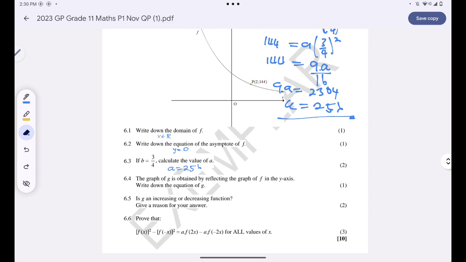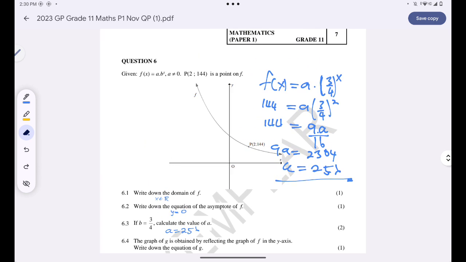Okay, the graph of g is obtained by reflecting the graph of f in the y-axis. Write down the equation of g. f of x is equal to 256 times 3 over 4 to the power x, right? Whenever you reflect your graph in the y-axis, you are always changing the sign of x, right? So this will be just 256 times 3 over 4 to the power negative x.